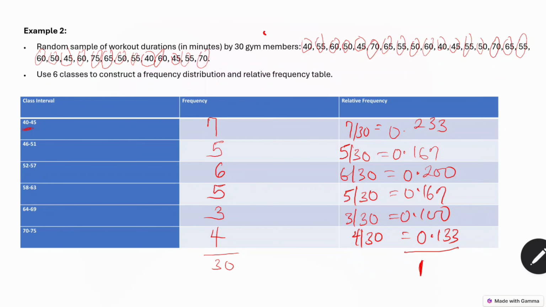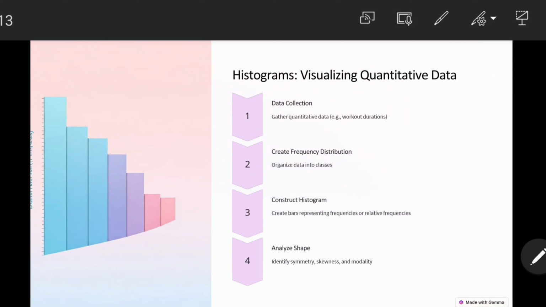So this is for grouped data. And here we talk about the histogram visualizing the quantitative data. Just the same approach. The first thing we have to do is to get the data collection. Your data can be on anything. It can be on workout duration, or anything. Secondly, you create the frequency distribution. This is done by organizing your data into classes. And thirdly, construct the histogram. And lastly, analyze the shape.